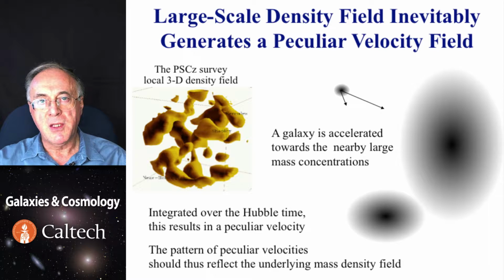And the origin of this is obvious. If there is a large-scale density field, there has to be a large-scale peculiar velocity field. A reason for this is that during the age of the universe, galaxies will fall towards the nearest massive structures to them, acquire velocity gradually from 0 to whatever they have today. So in some sense, the pattern of peculiar velocities has to reflect the pattern of the density distribution.